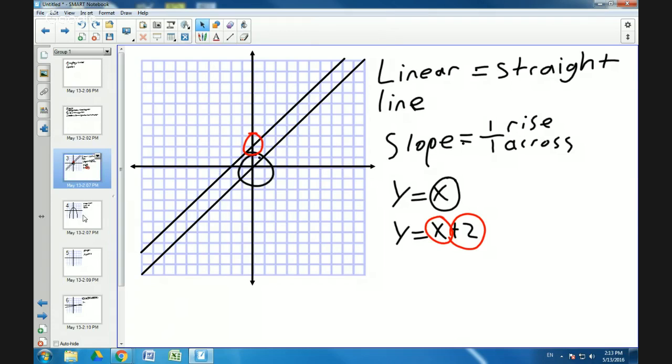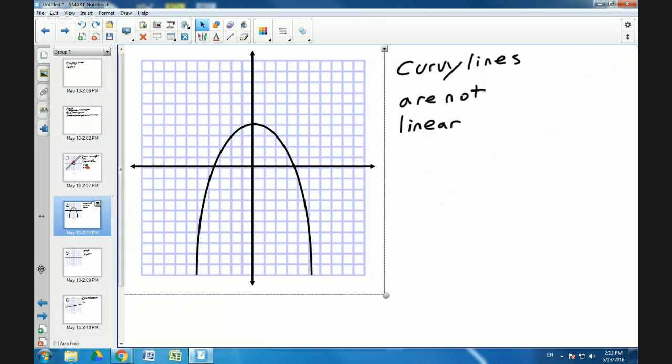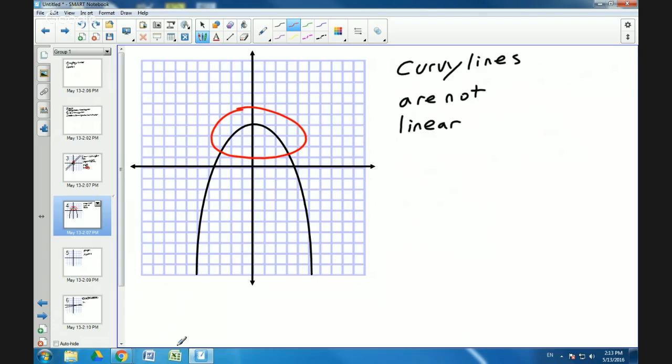An example of what would not be a linear equation would be curvy lines. This is a parabola, and we have no idea what the slope would be at all here. It wouldn't be a fraction, it has no rise over run that stays the same. What we do know, though, is that it has a y-intercept, but that will matter later.